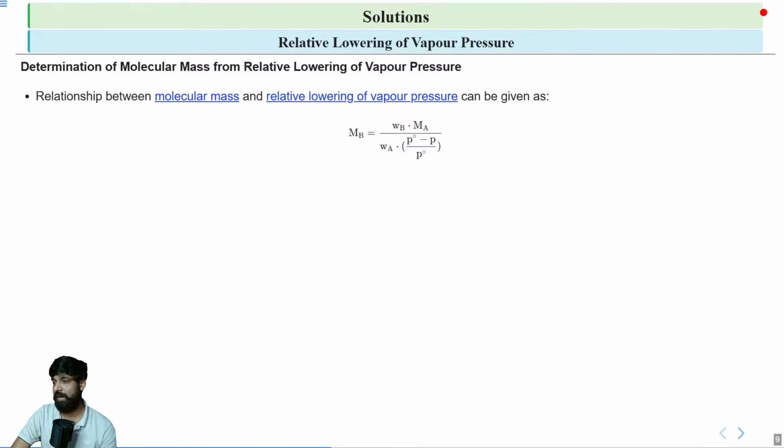Okay, so anyone who got the actual equation that I am showing here from the previous formula that we have seen for the relative lowering of vapor pressure?